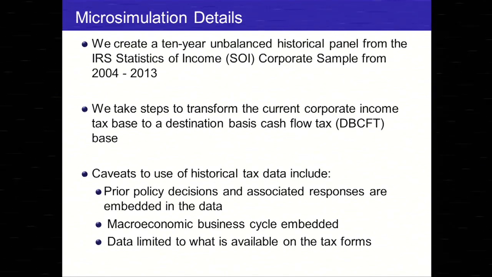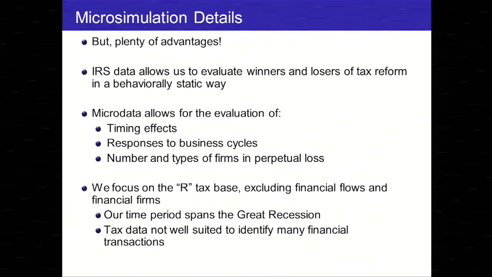And then finally, the data that we have is limited to what's reported on the tax returns. So that means when we want to do something like a border adjustment, we don't have the data to separate the income statement between domestic and foreign, so we have to impute that, for example. It also isn't well suited to identify financial transactions. But it's not all doom and gloom. There's a reason we did this.